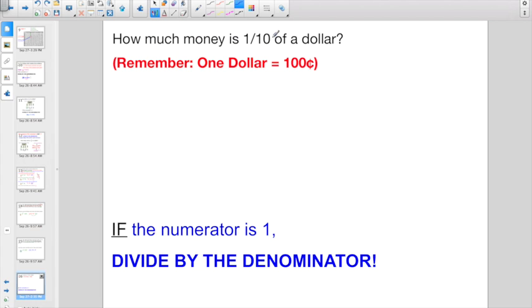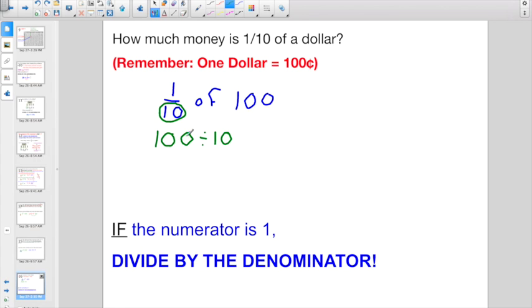How much money is 1/10 of a dollar? Remember, $1 equals 100 cents. So you can't really think of 1/10 of 1. You got to think of it as 1/10 of 100 cents. 1/10 of 100, if the numerator is 1, divide by the denominator. Hey, didn't we just do this on the other page?